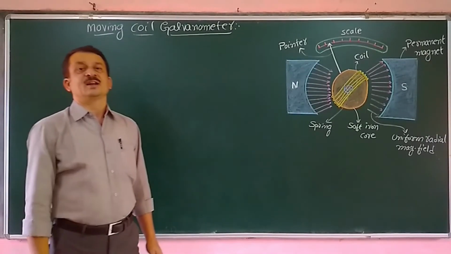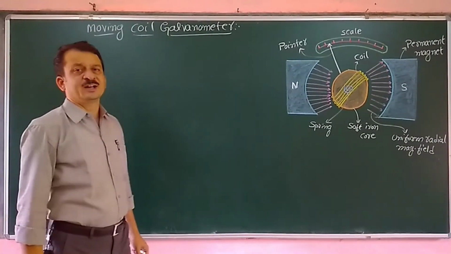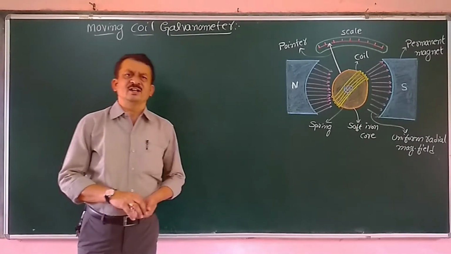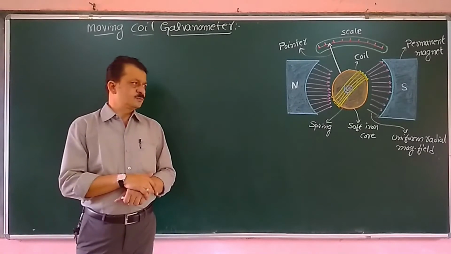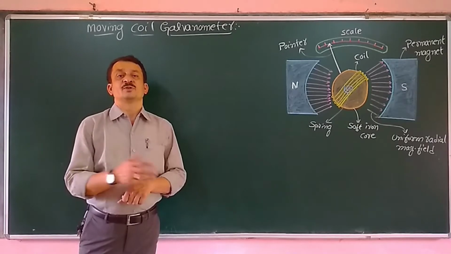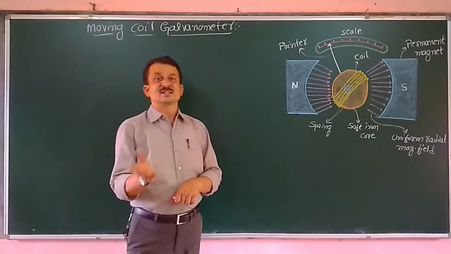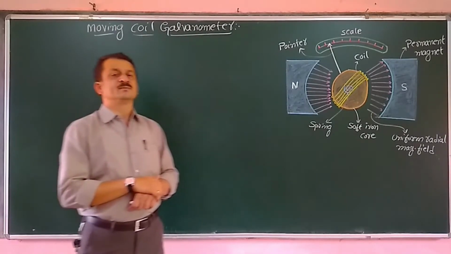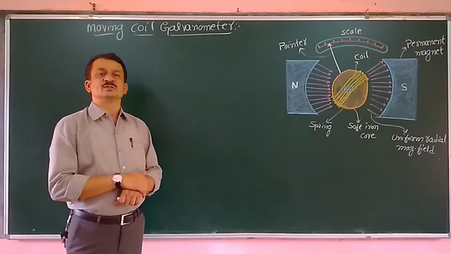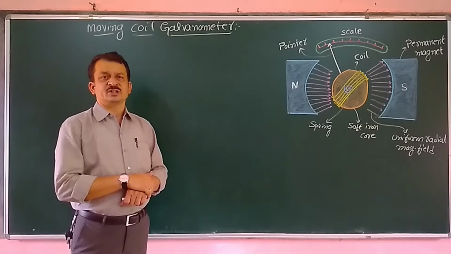Now we will study the last concept of this chapter, that is moving coil galvanometer. We are already familiar with current and voltage in the third chapter. We have studied what happens to the current and voltage when resistors are in series or parallel, and when cells are in series and parallel. But we haven't measured the current and voltage. Now how can we measure a current and voltage?